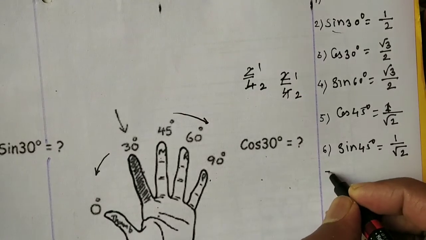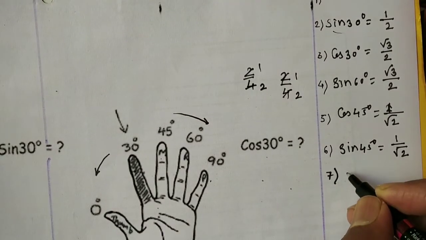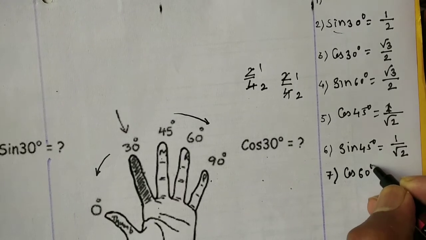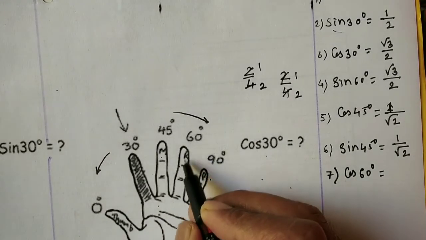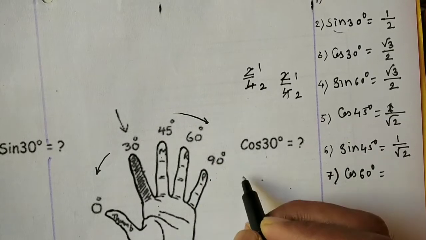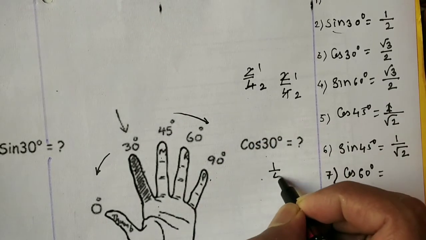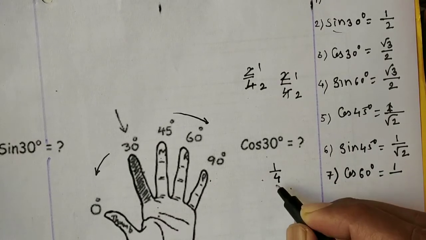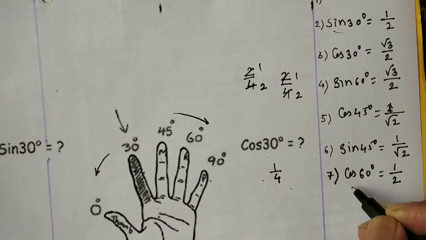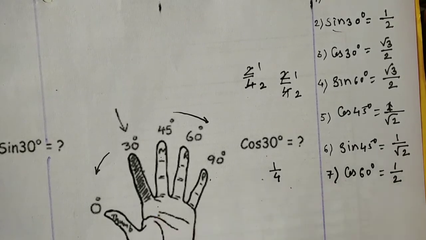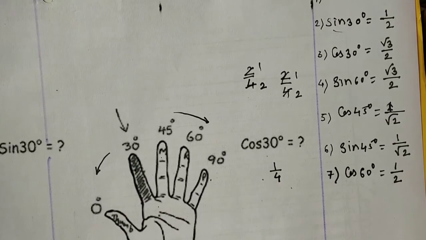Similarly, we can also find like this. Suppose I want to calculate cos of 60 degrees. So for cos 60 degrees, this is the finger. How many fingers are remaining here? Only 1 on this side. So 1 divided by 4. What is the square root of 1? The square root of 1 is 1 and the square root of 4 is 2. So cos 60 degrees is 1 by 2. So this is the way to calculate your sine and cosine values.